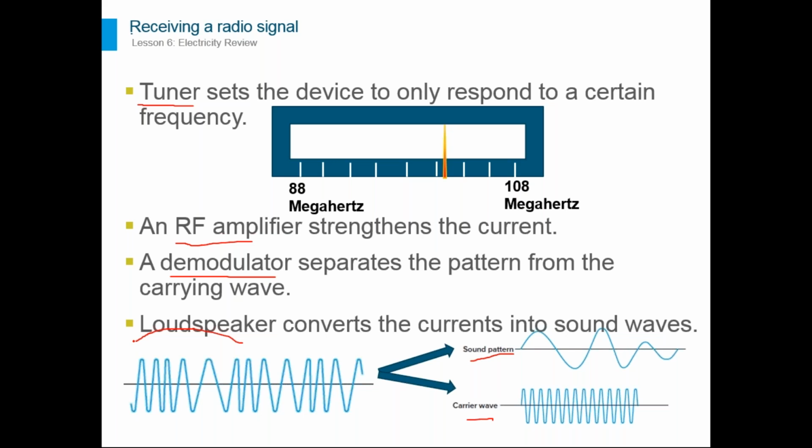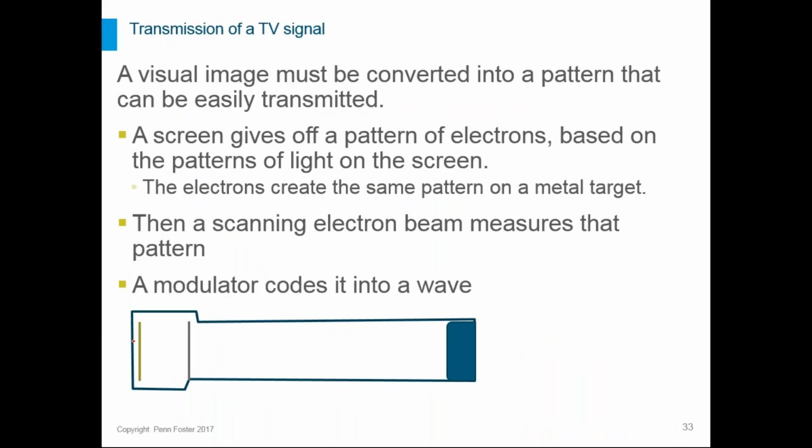For TV, though, first the visual image must be converted into a pattern that can be easily transmitted. To do this, a screen gives off a pattern of electrons based on the patterns of light that are on the screen. The electrons create this same pattern on a metal target. Then a scanning electron beam measures that pattern, and a modulator codes it into a wave just like the radio transmitter.